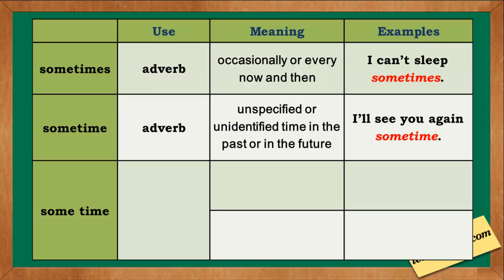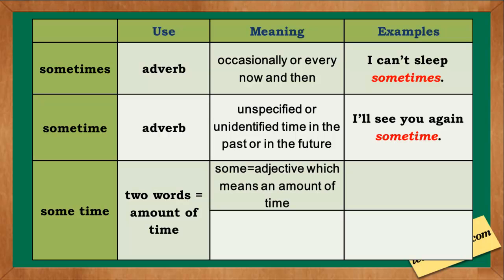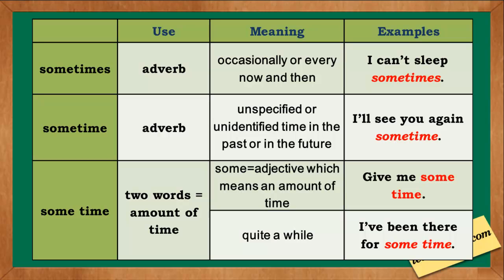The last one is some time. Some time is composed of two words. It generally refers to the amount of time. Some time could mean two things. First, some is an adjective which means an amount of time. Example: Give me some time. The second meaning is quite a while. Example: I've been there for some time.